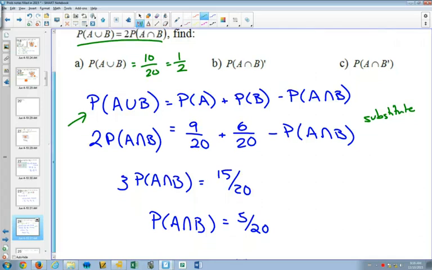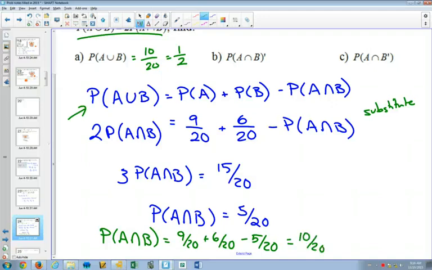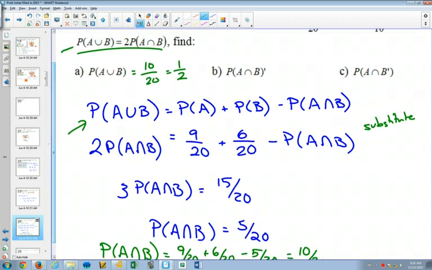If you want to write that out, probability of A or B is equal to 9 out of 20 plus 6 out of 20, and now we know A and B is 5 out of 20, to get 10 out of 20. We could have also used this formula here at the top that was given to us. We're told the probability of A or B is equal to 2 times the probability of A and B, so you could just take the 5 out of 20 and times it by 2.